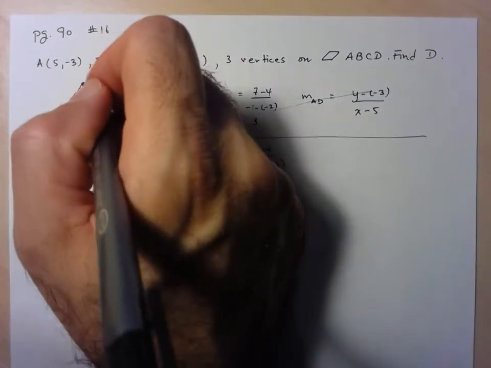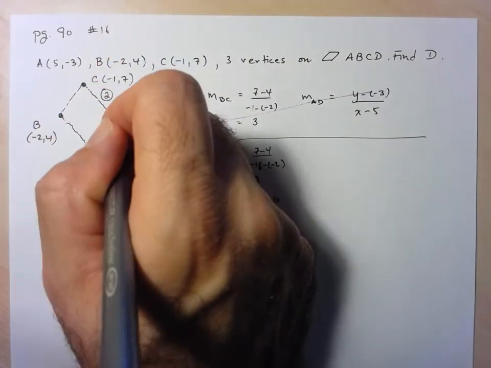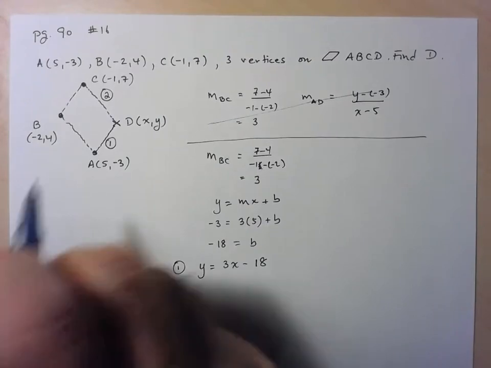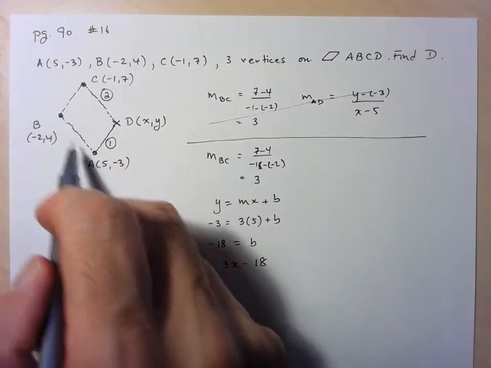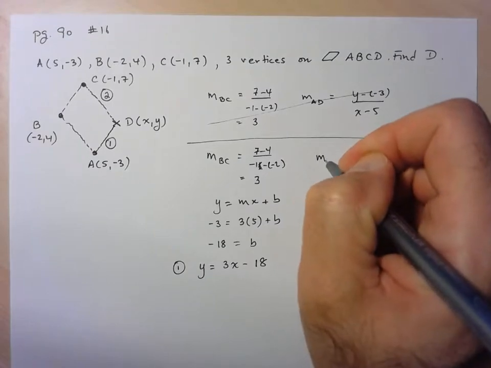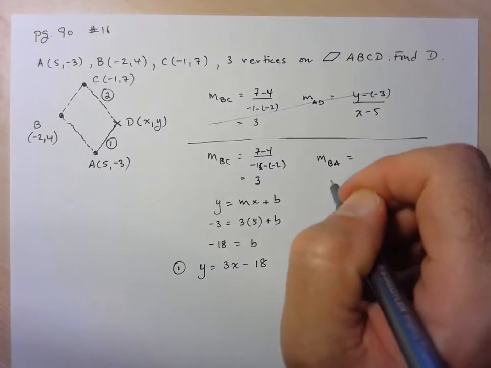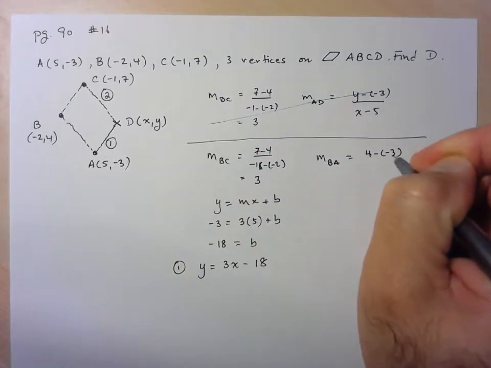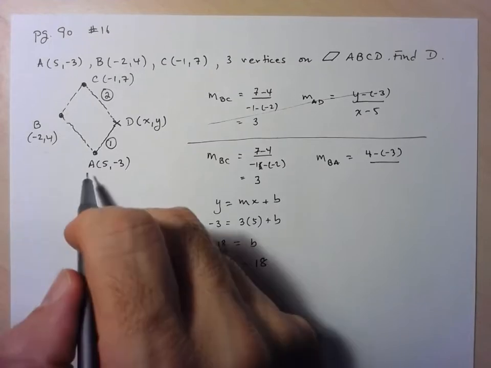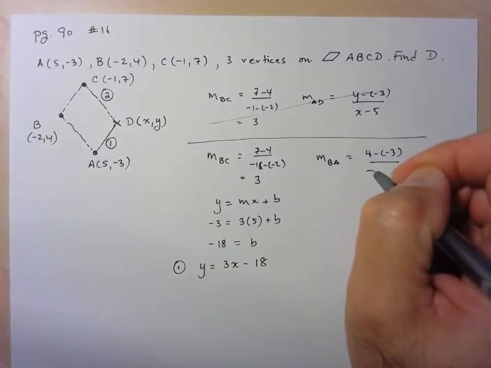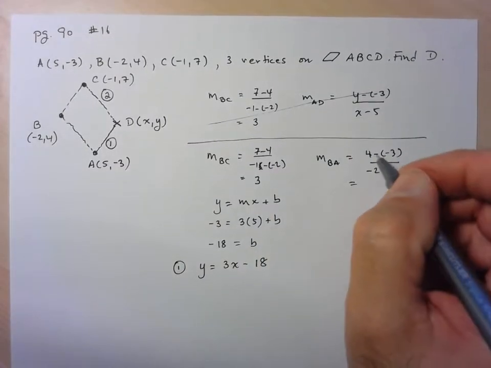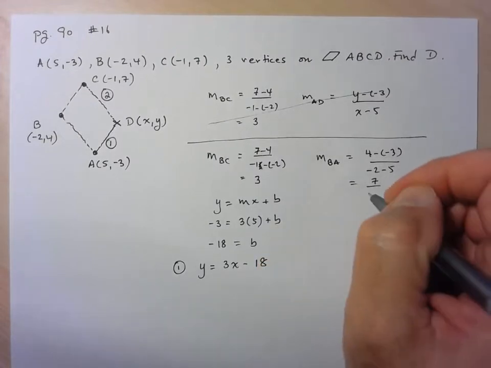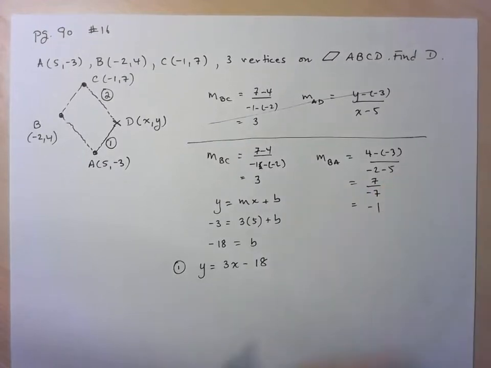Now I'm going to find line 2, because that's the one that's going to intersect with line 1 to give me the point I need. To find the slope of line 2, well, it's parallel to BA. So let me find the slope of BA. Here, 4 minus negative 3 over negative 2 minus 5. So what do we have? We have 4 plus 3 is 7, and negative 2 minus 5 is negative 7. So the slope here is just negative 1.